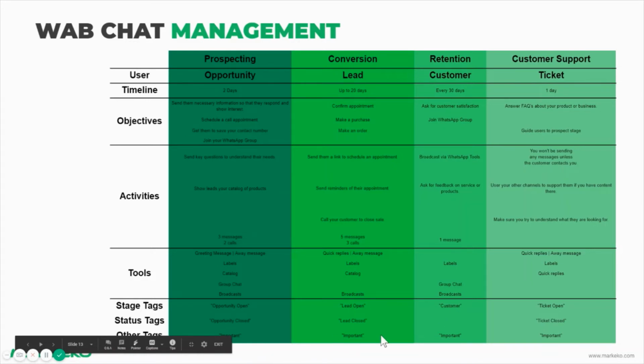And then you're going to have important tags or labels here that are going to allow you to highlight conversations that maybe need additional support, that might need support from a manager. And so it's easier to see important conversations in this way as well.